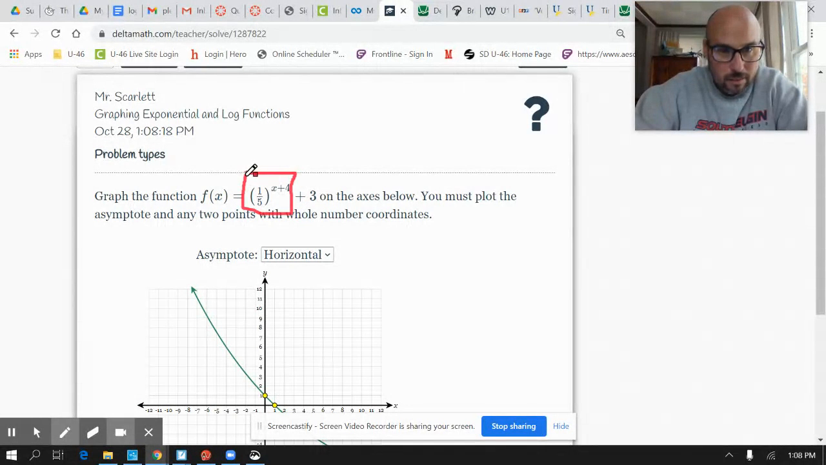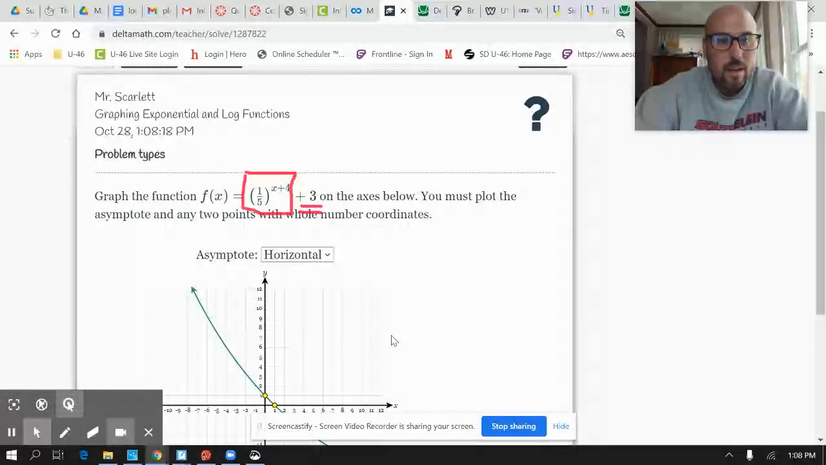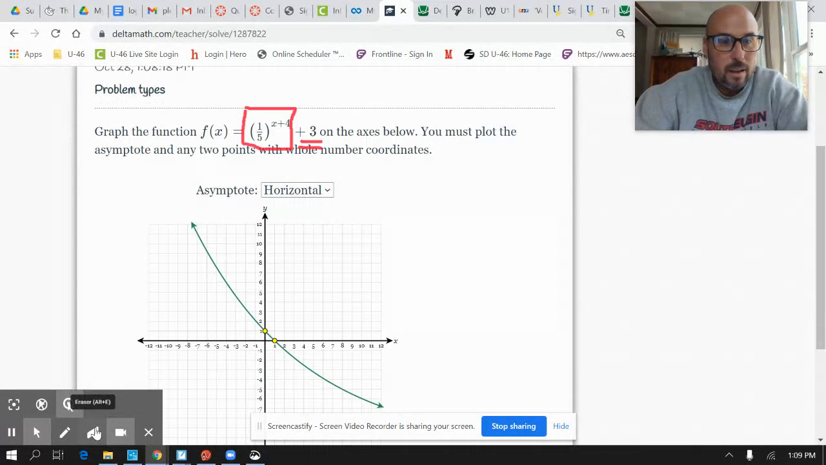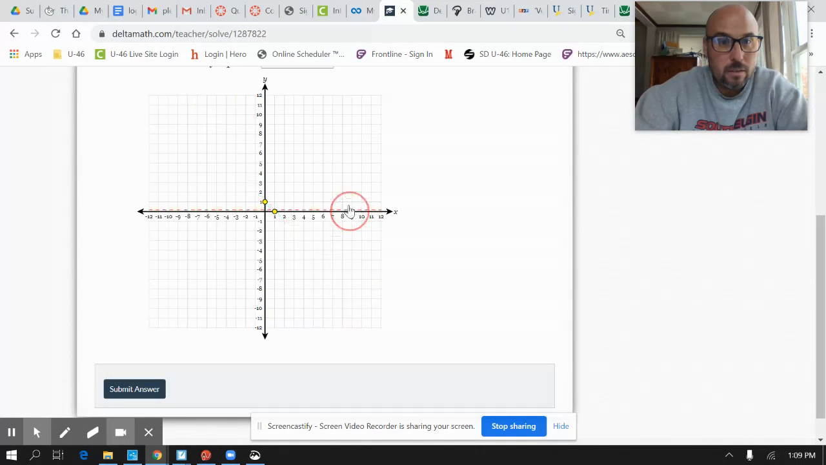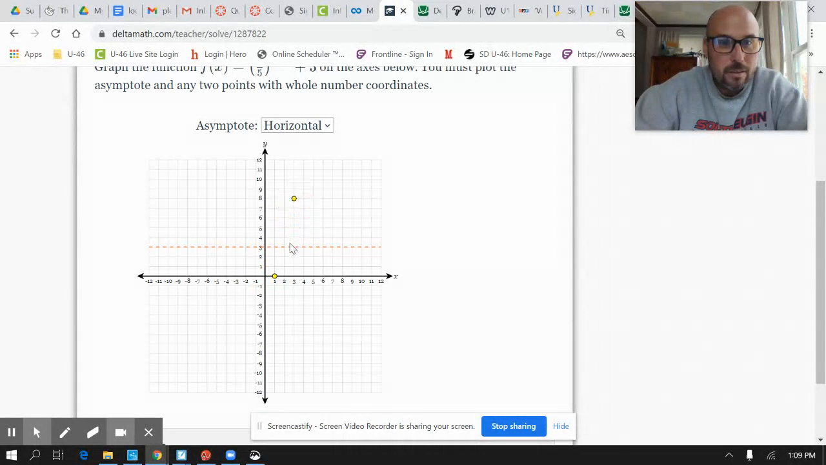The exponential part, this is like the core of the function, I guess. The x plus 4 means it went to the left 4. But remember, the horizontal asymptote defaults at y equals 0 unless you went up or down. Well, this plus 3 right here tells me that I went up 3 units. So there is a horizontal asymptote, and it is y equals 3. Without that plus 3, it would just be y equals 0. So I need to drag this up to y equals 3. And I can also drag my ordered pairs to either side of the boundary.